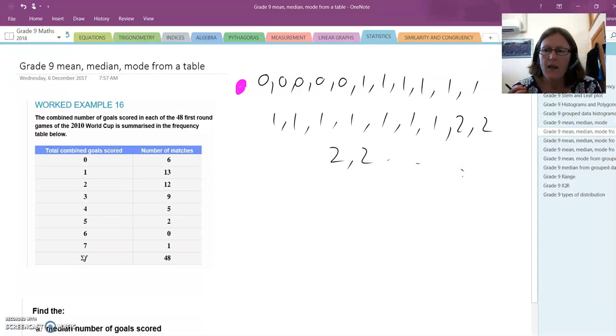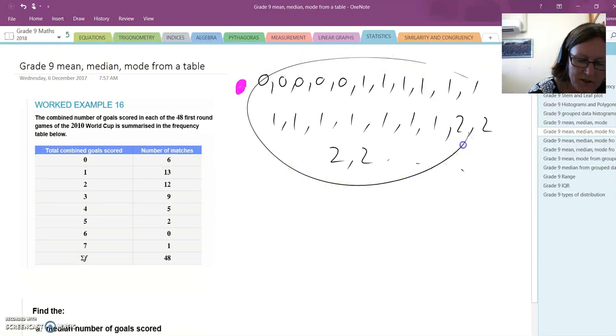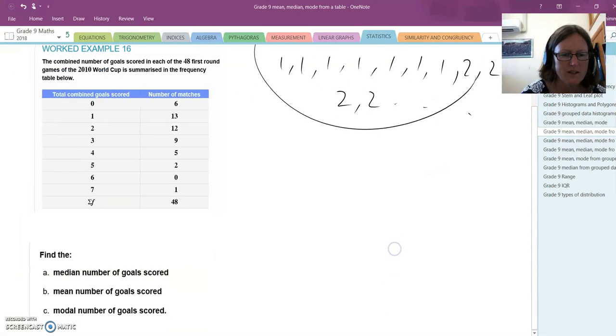All right. This data would be very hard to play with, to put in our calculator to recognise patterns and stuff, so it is much easier that it has already been put into this table for us. But once it's in a table, we need to look at how we do the mean, median and mode. I'm going to start with mode.